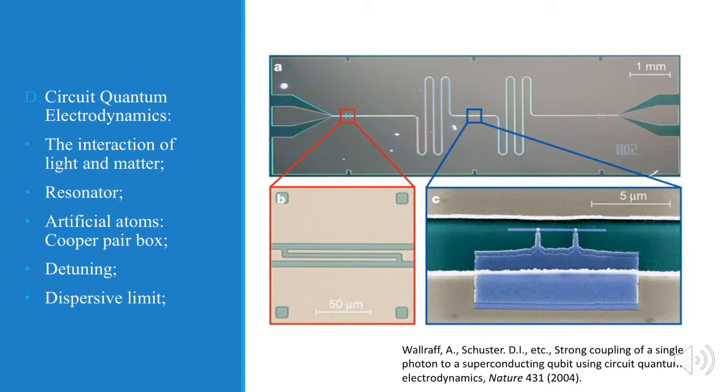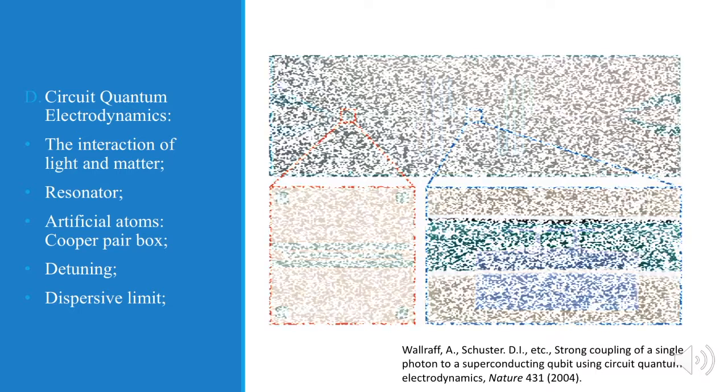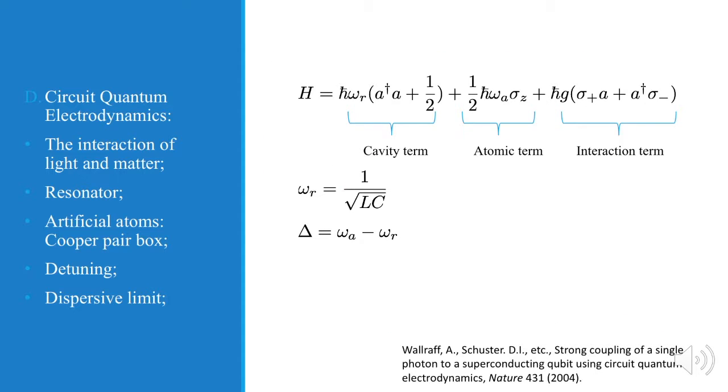The full quantum description of the matter-light interaction is given by the equation shown here. The 3 terms can be ascribed to a cavity term, which is mimicked by a harmonic oscillator, an atomic term, and an interacting term. The resonator can be modeled as a parallel combination of the capacitor C and an inductor L. In this formulation, omega R is the resonance frequency of the cavity, given by 1 over square root of LC. A dagger and A are photon creation and annihilation operators, respectively.